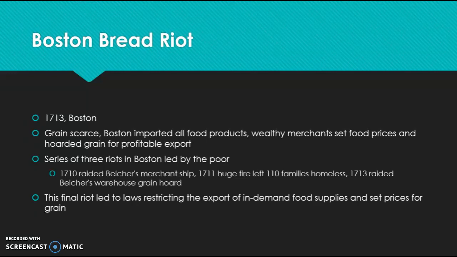So again, Boston imports all their food, and these wealthy merchants, when food was getting scarce, started hoarding some foods, especially grain, and they started setting the prices higher. So hoarding it, driving the prices up, and then people would have to pay those higher prices. And so there's a series of these 3 riots. In 1710, some of the population of Boston raided Belcher's grain ship. They knew he was hoarding grain, so they raided it. Most of the people involved there were arrested and then released.